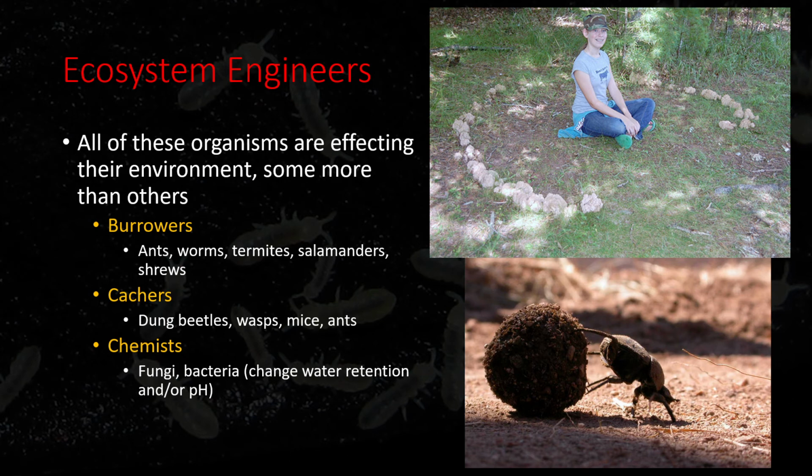And then last, a little bit harder to understand, are the chemists. So these are fungi and bacteria that can actually change how the soil functions. They can change the pH around an area, or they can even change the water retention of the soil to make it more inhospitable to other organisms. They're creating an environment that they prefer and making it harder for their competitors to live there.